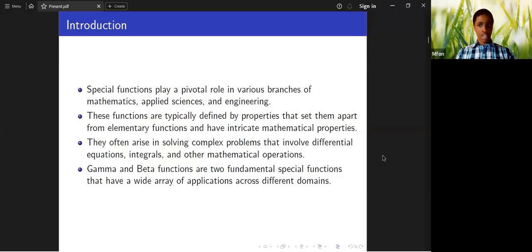Each of these functions has its own distinct properties that make them different from elementary functions. For instance, the gamma function has a recursive nature, which can be seen in its duplication formula, as well as its relationship with the beta function. Each of them has its own uses, and they are very important in solving complex integrals or complex equations, I may say. Let's look into some of these definitions.